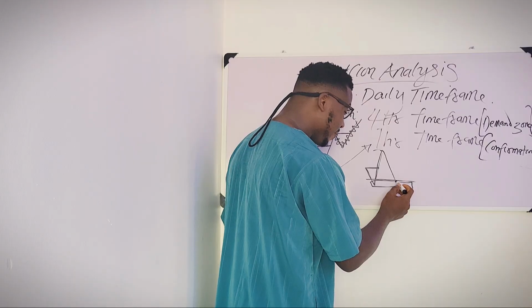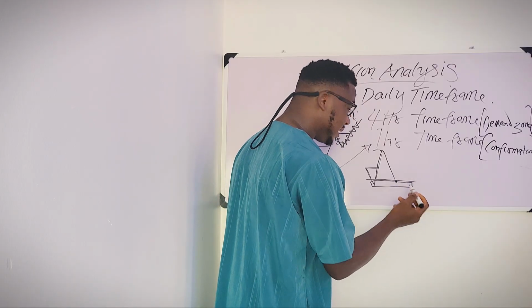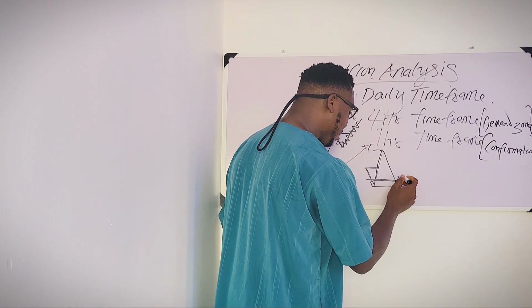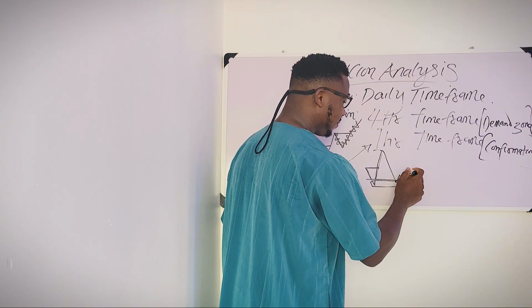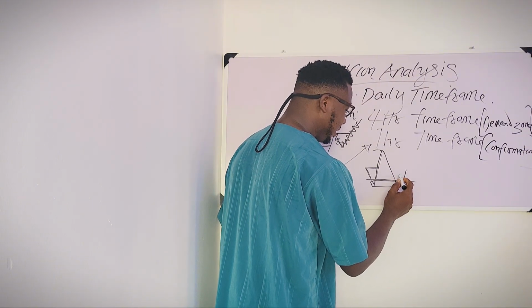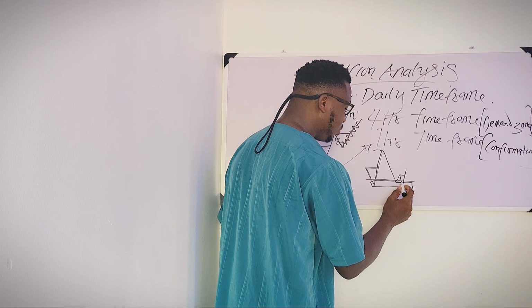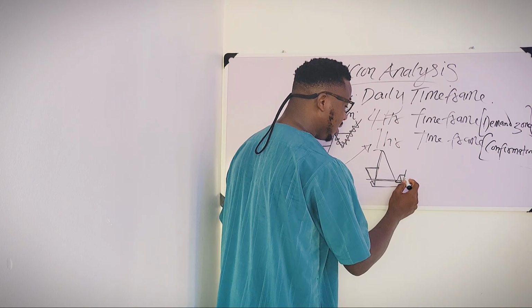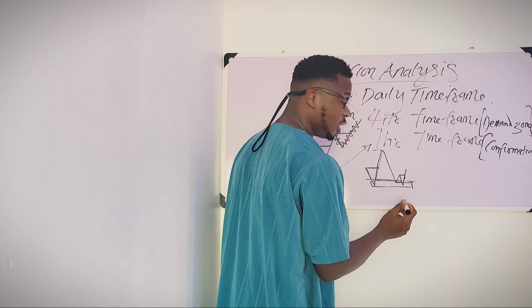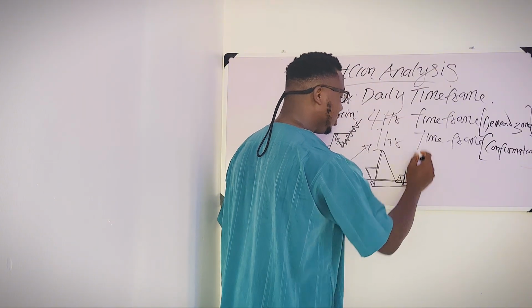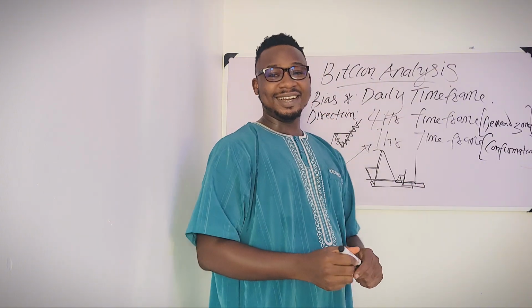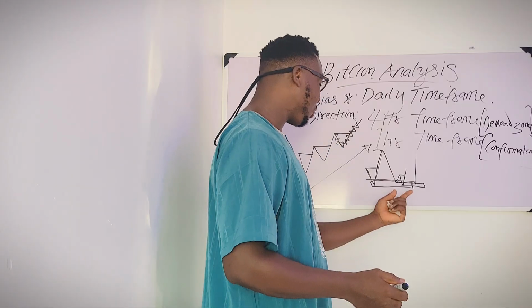Once price comes to your demand level, you want to see something like this. You want to see price go up, sweep liquidity, and create a change of character. This is the change of character. This becomes the liquidity sweep. In this area, there should be a fair value gap that causes this displacement, making the order block valid. And then here you can take your long position.